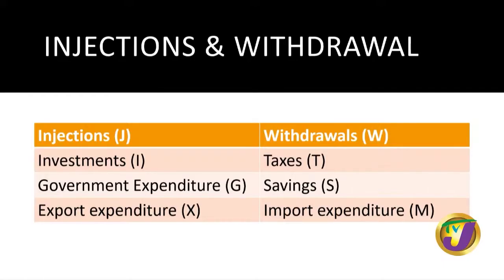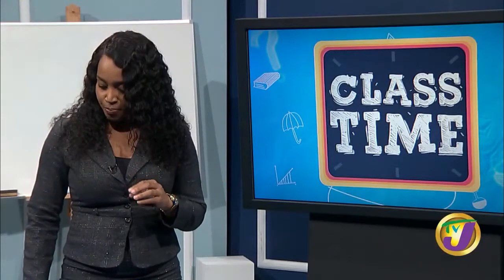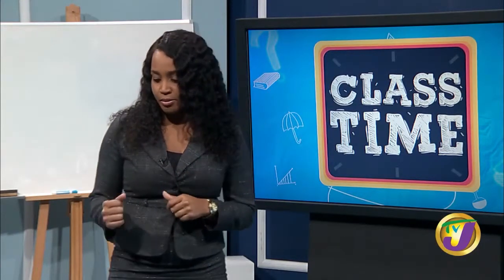Note how each term is identified. The symbol for injections is J and withdrawals is W. For investments, it's I, government spending is G, exports is X, taxes is T, savings is S, and M is for imports. You'll see these terms and the letters associated with each term throughout the syllabus.